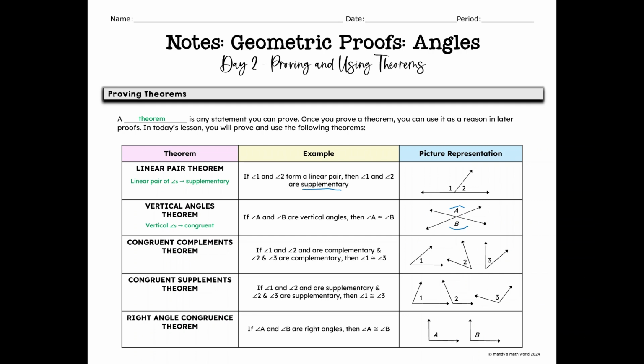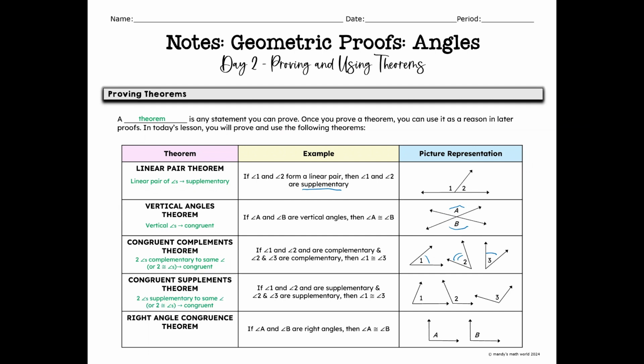The congruent complements theorem. This tells us that if two angles are complementary to the same angle, then those angles are congruent. So, for example, if 1 and 2 are complementary and 2 and 3 are also complementary, then 1 is congruent to 3. Angle 1 is congruent to angle 3. They're complementary to the same angle.